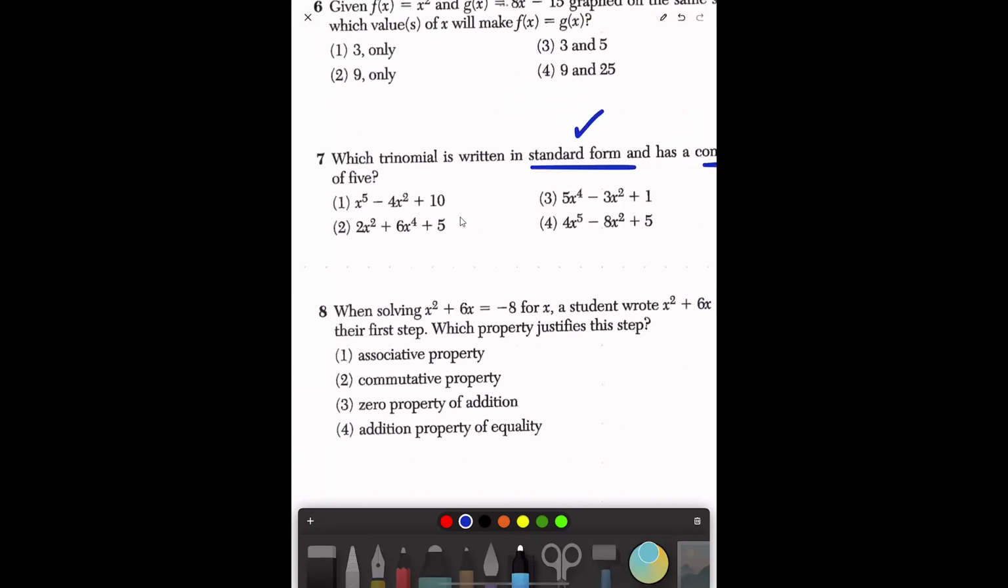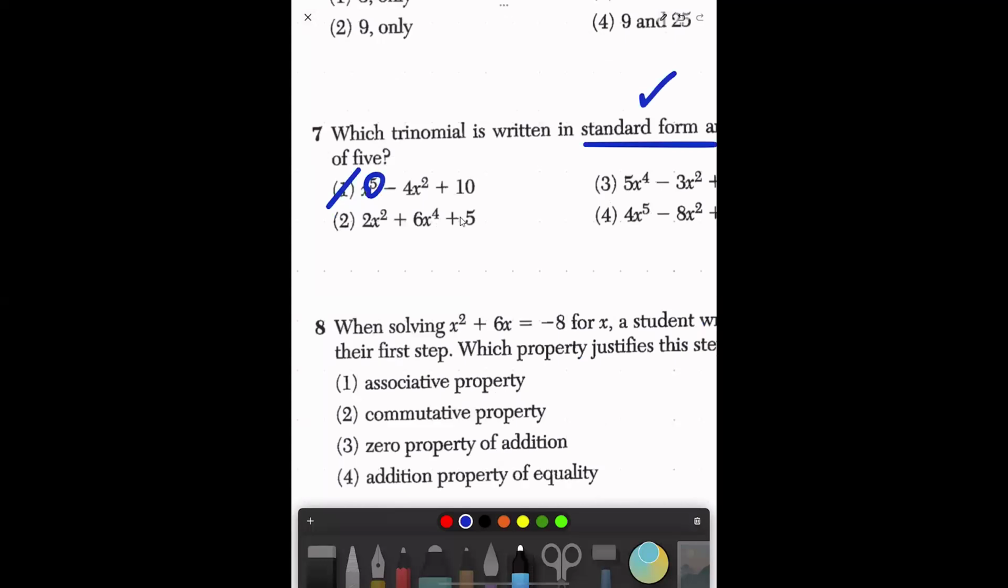So the first one. The highest exponent is 5, the second highest exponent is 2, and then the constant is 10. So this is not the answer. So the degree of this would be 5, the leading coefficient would be 1, and the constant is 10. That's not the answer.